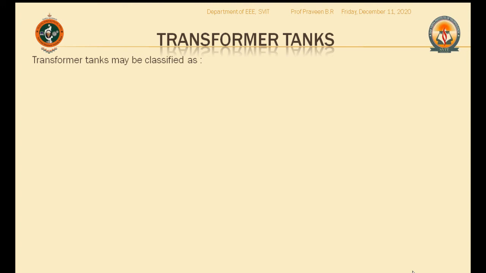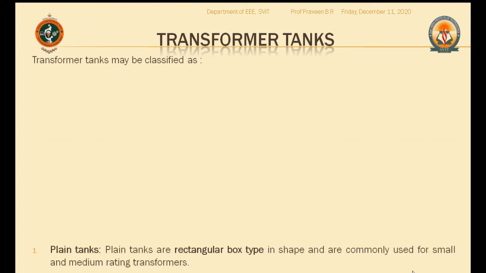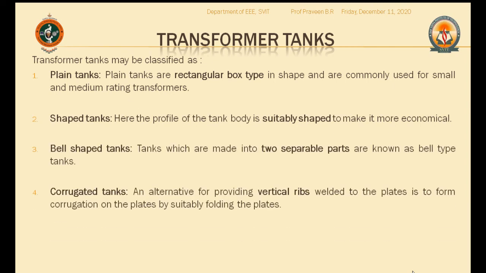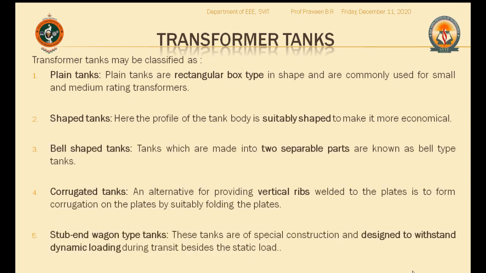There are different types of tanks which are used in a transformer, like plain tanks, shaped tanks, bell-shaped tanks, corrugated tanks, and stubborn wagon type tanks. What are plain tanks? If the tanks are rectangular in shape, they are called plain tanks. If it is in a suitable shape which is given, it is shaped tanks. In bell-shaped tanks, there are 2 parts, one in the form of the case and the other in the form of a base.